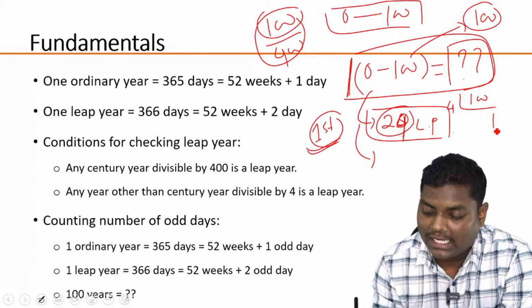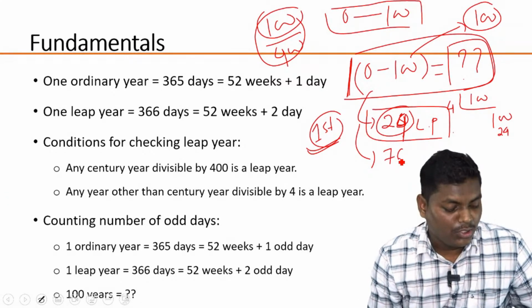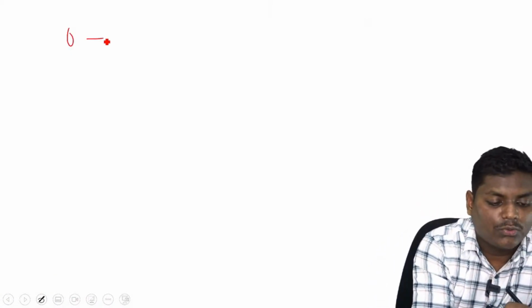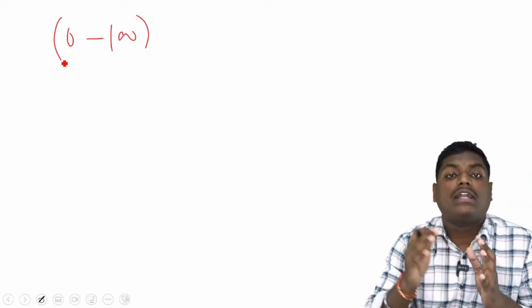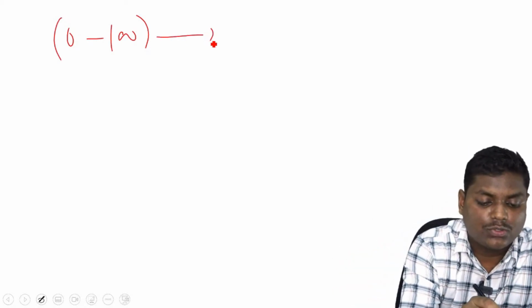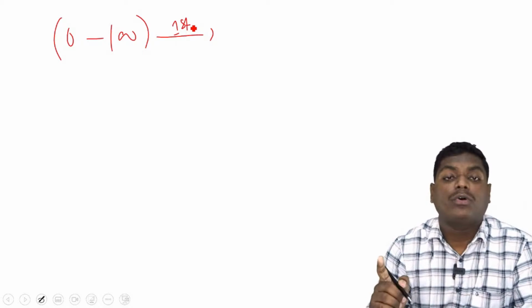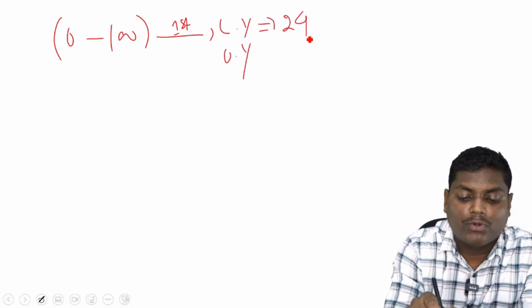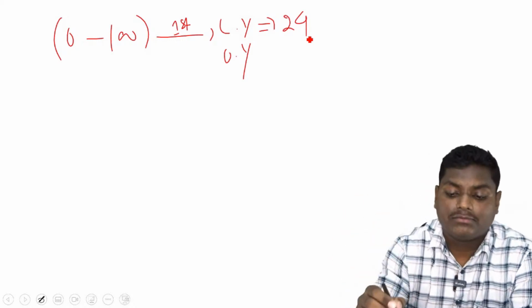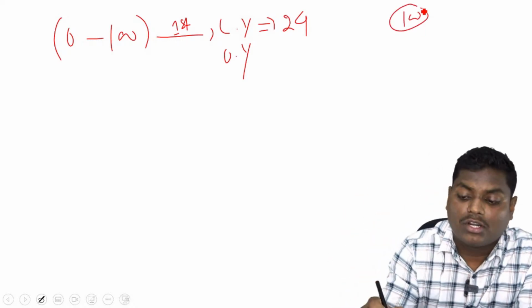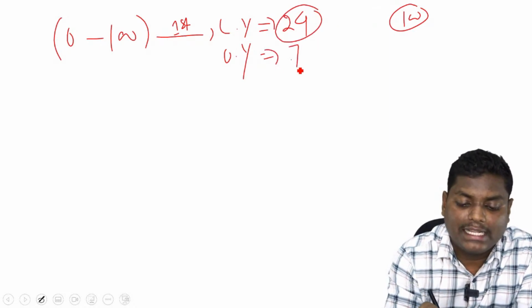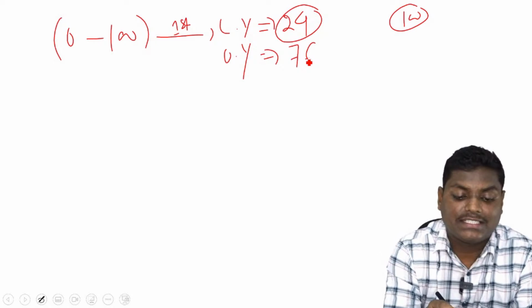And if you just subtract 24 from 100, that will be 76. So what we are seeing basically, if I'm asking you the number of odd days in 0 to 100 years, the first step is to find the number of leap years and ordinary years. So the number of leap years is 24. Why? Because the 100th year is not a leap year. We have seen this, not divisible by 4. Similarly, just from 100, if you subtract 24, then there are 76. So there are basically 76 ordinary years.